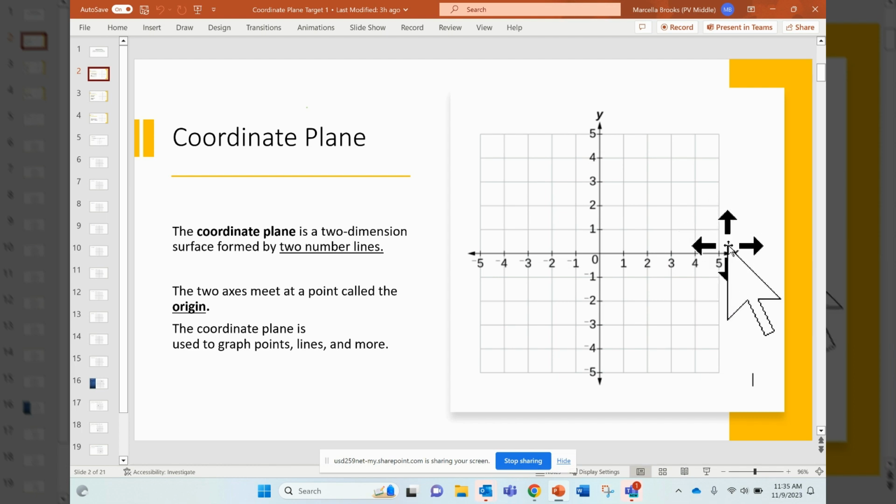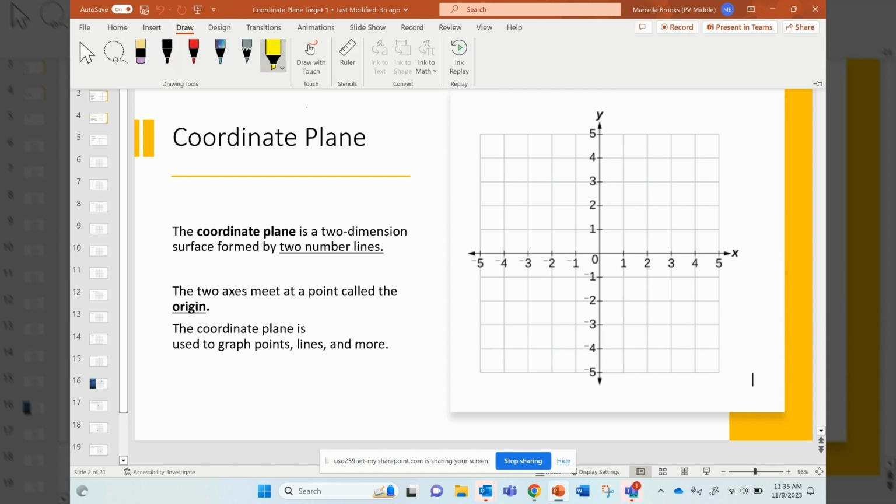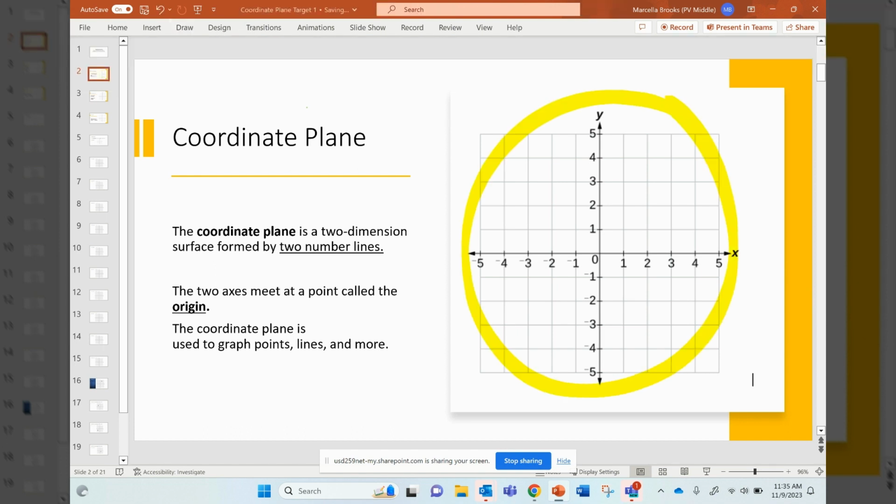The coordinate plane is a 2-dimensional surface formed by 2 number lines. So when I say coordinate plane, I'm talking about this right here. This is a coordinate plane. It's made up of 2 number lines, a vertical number line and a horizontal number line. The 2 axes meet at a point called the origin. The coordinate plane is used to graph points, lines, and more.